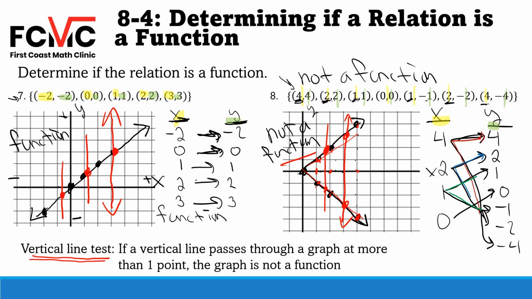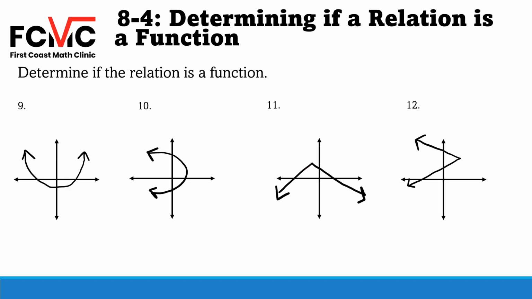So let's do a couple examples where we look at graphs and we use our vertical line test to determine if our graph is a function or not. All right, so numbers 9, 10, 11, and 12, we want to draw a vertical line and determine if our graph is a function or not. Remember, our vertical line test says that if we draw a vertical line and it passes through at more than one point, the graph is not a function, right? So if I draw my vertical line here, it's only passing through one point. Here, no matter where I draw my vertical line to this graph, it's only going to pass through one point, so this is going to be a function.